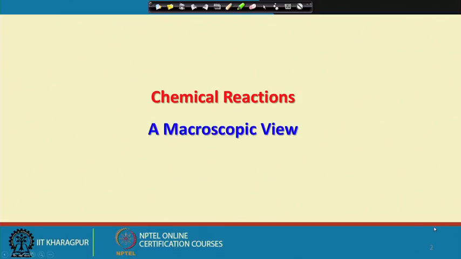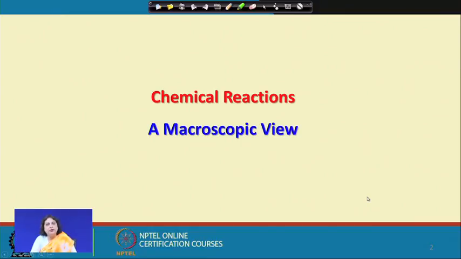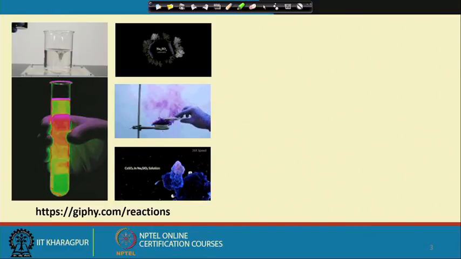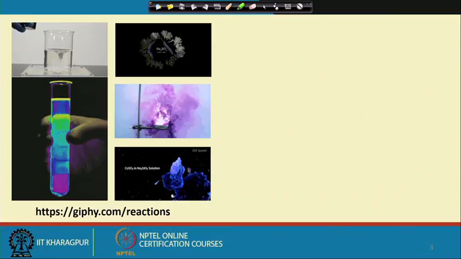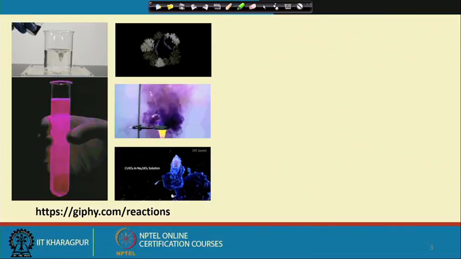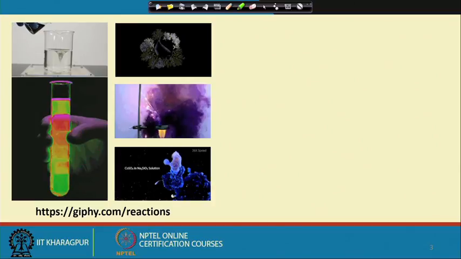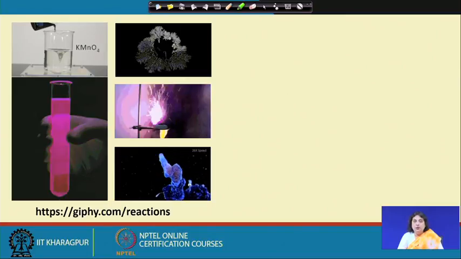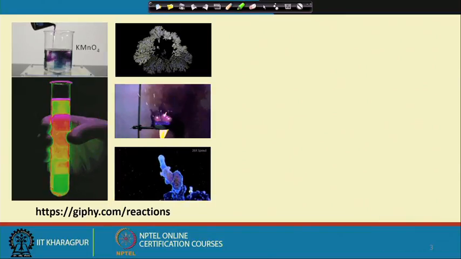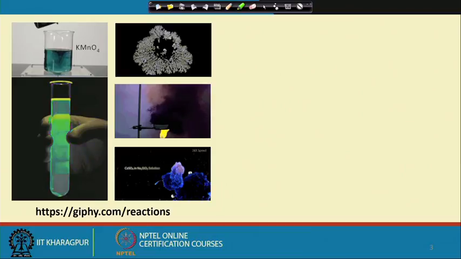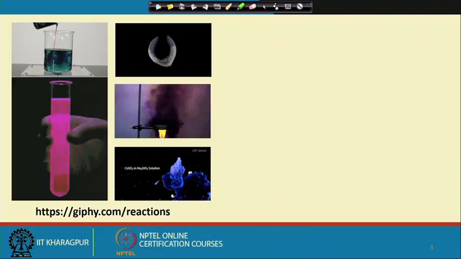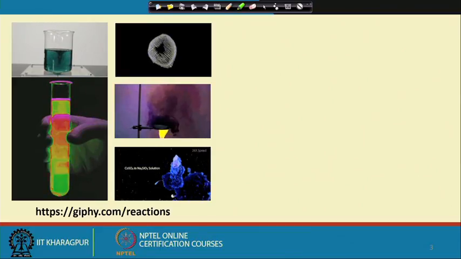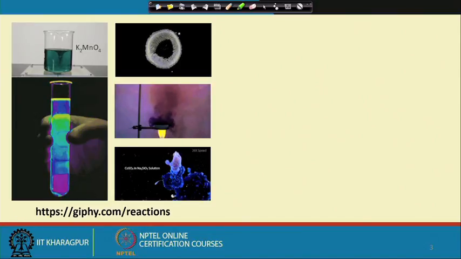Now, as chemists, we always come across chemical reactions, but the view that we take of a chemical reaction is usually a macroscopic view. So, when we go to the laboratory, we do see chemical reactions where you can see a variety of effects like the ones that have been highlighted over here. There may be a large amount of heat released, there may be a drastic change in color accompanying the chemical change that you are observing through your experiment.